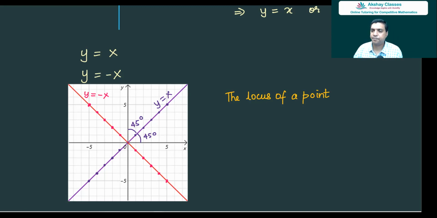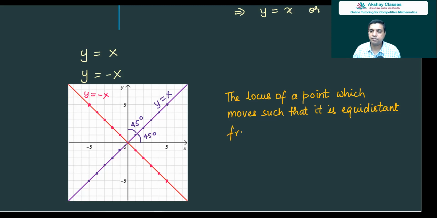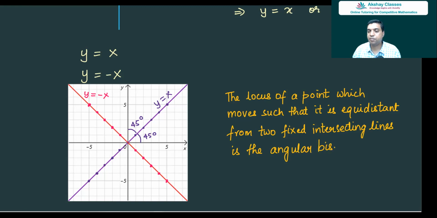So locus of a point which moves such that it is equidistant from two fixed intersecting lines is the angular bisector of the two lines.